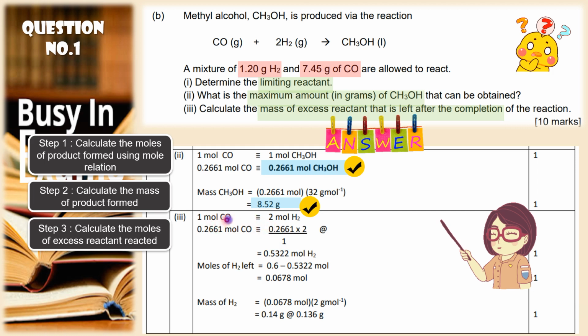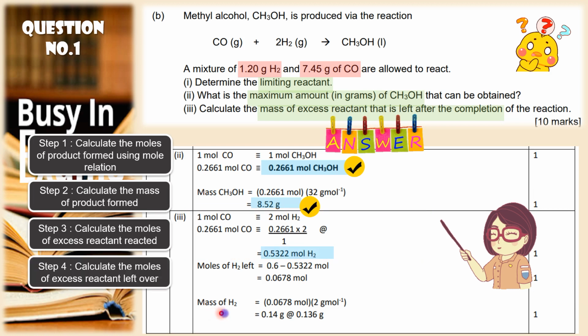Okay, so 1 mole of CO is equivalent to 2 mole of H2. Okay, and then substitute the mole available of CO, and we will get the mole of H2 reacted. Okay, next, how to calculate the mole of H2 left over, meaning the balance. So, mole available of H2 minus mole reacted of H2, then you get the mole of H2 left over. And then, how to calculate the mass of H2.